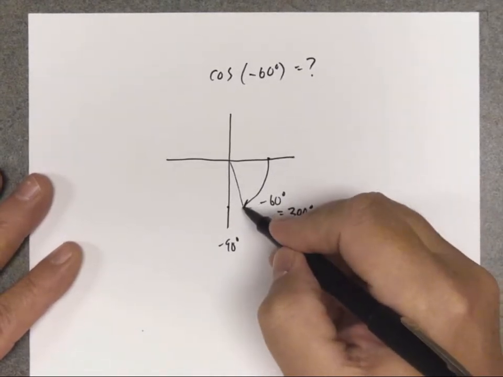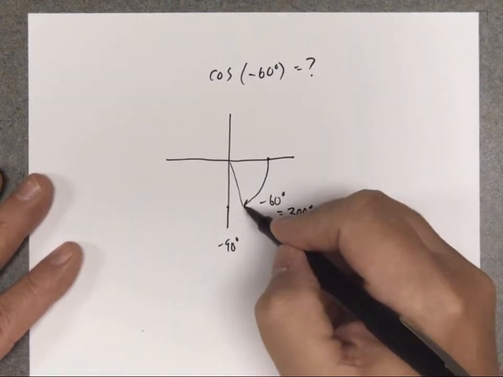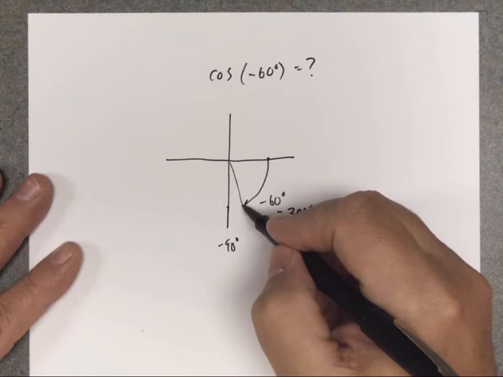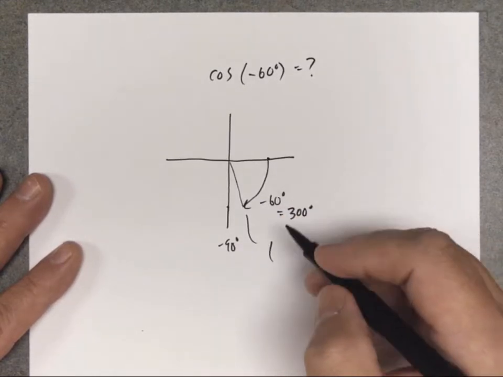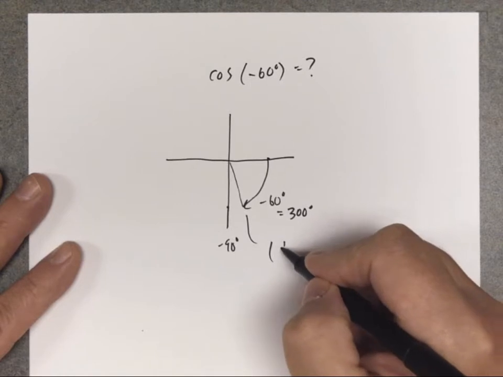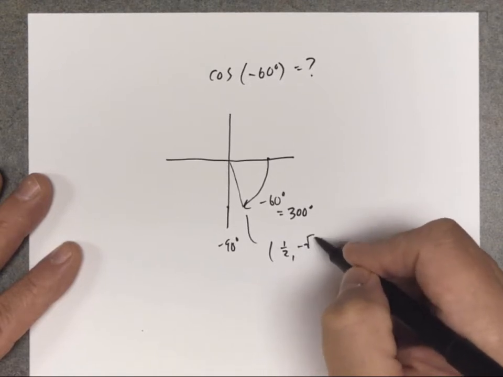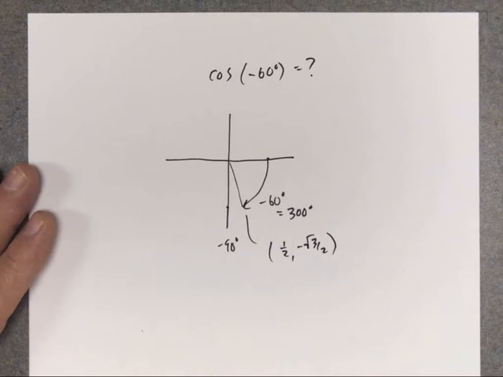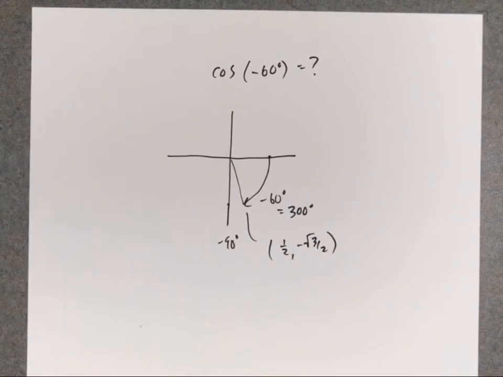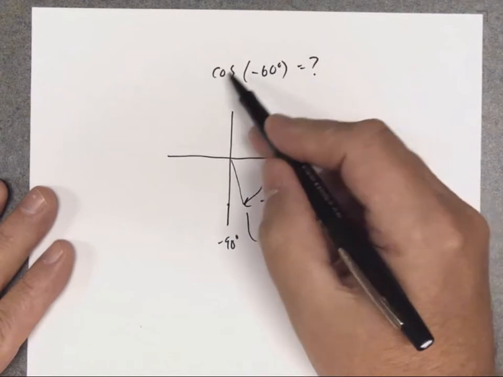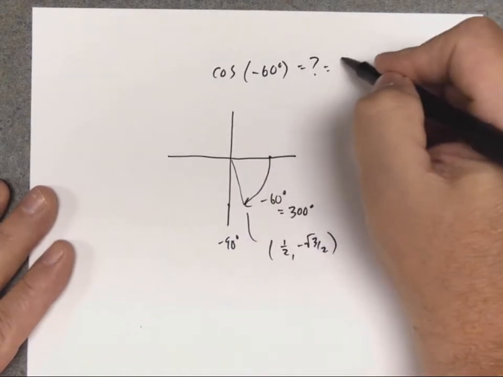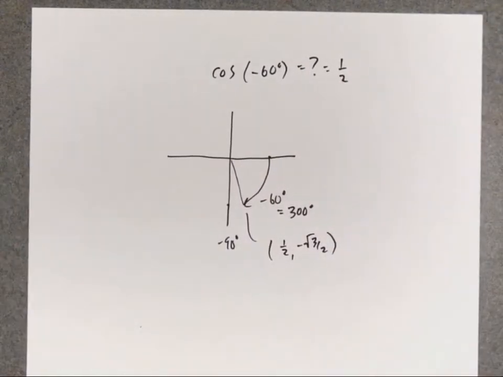So all I do is I think to myself, well, for a 300 degree angle, what's my x and my y? Well, I know the x is 1/2. The y is negative square root of 3 over 2. Since I want the cosine of negative 60, I want the x value. So I say it's 1/2.